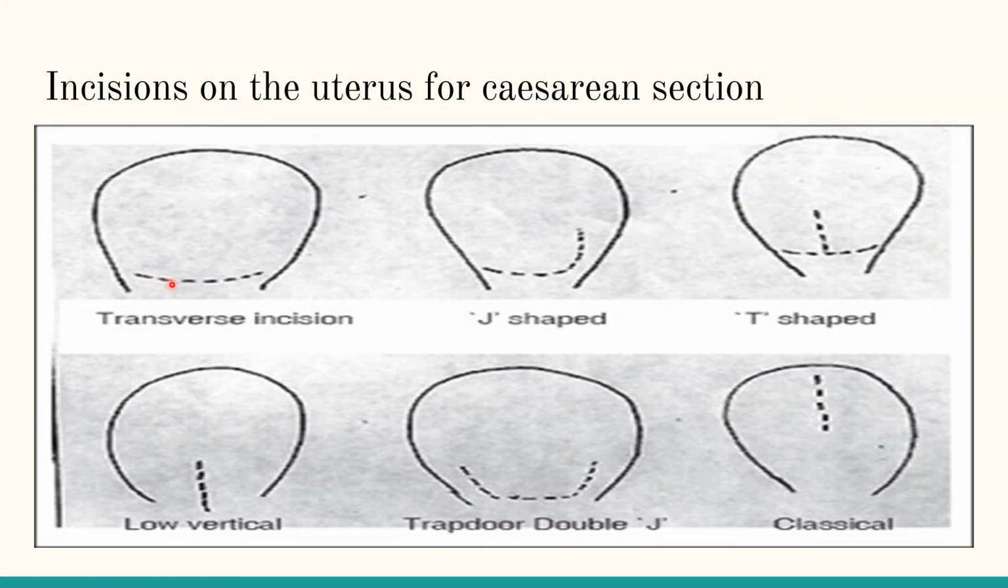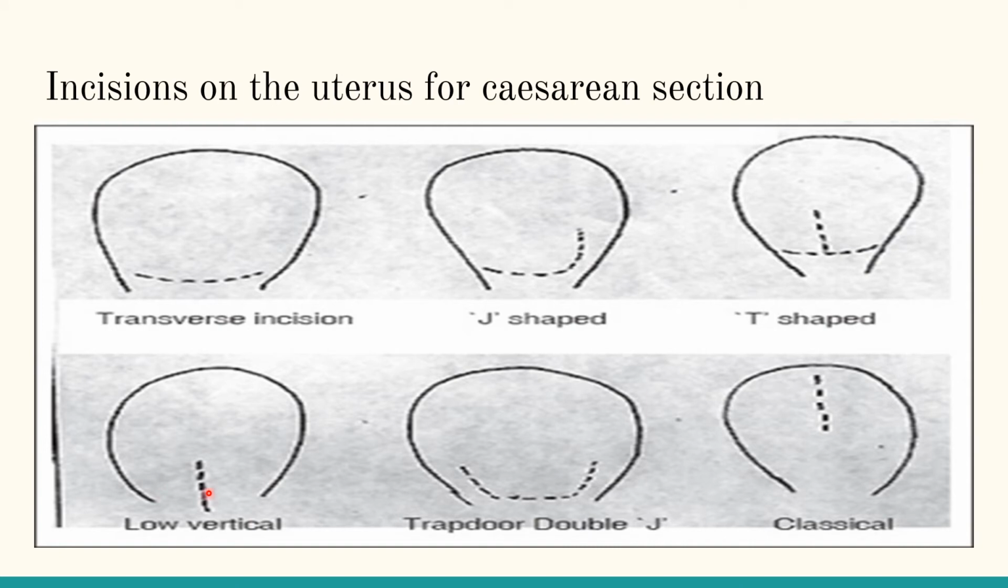This is the slide showing the transverse incision given on the lower segment of the uterus. This is the picture showing J-shaped incision on the uterus. If there is a problem, we might need to extend the incision, so it has gone on one side, that is J-shaped. Here you can see the image showing inverted T-shaped. First we took a transverse incision on the uterus followed by vertical incision.